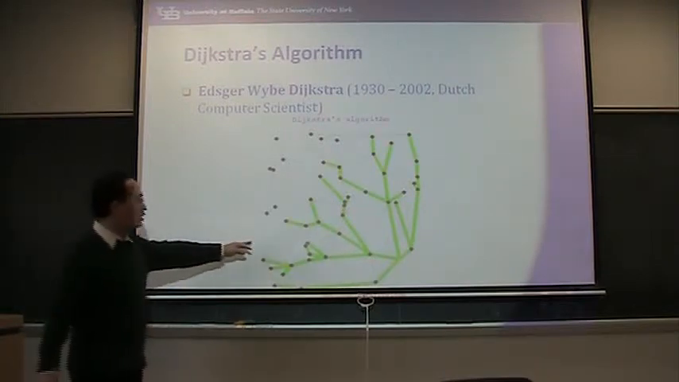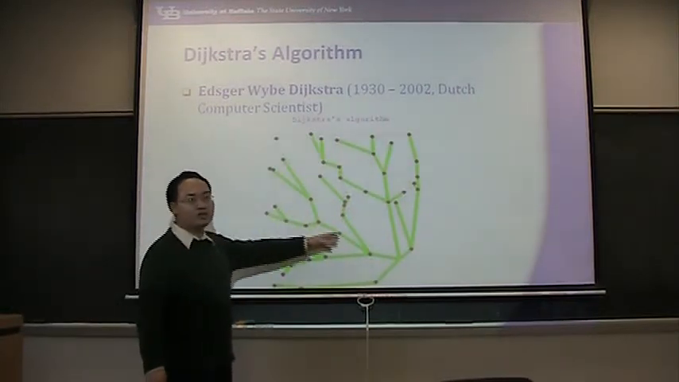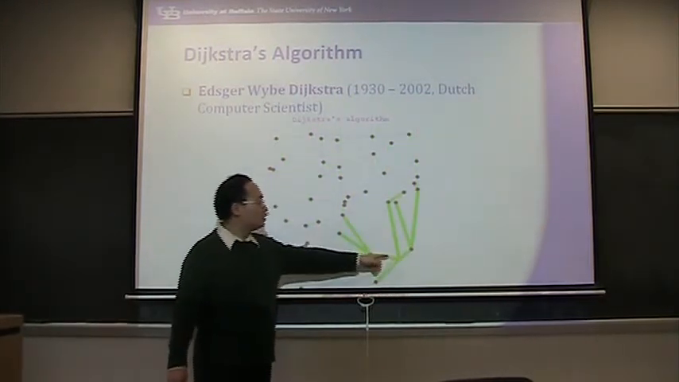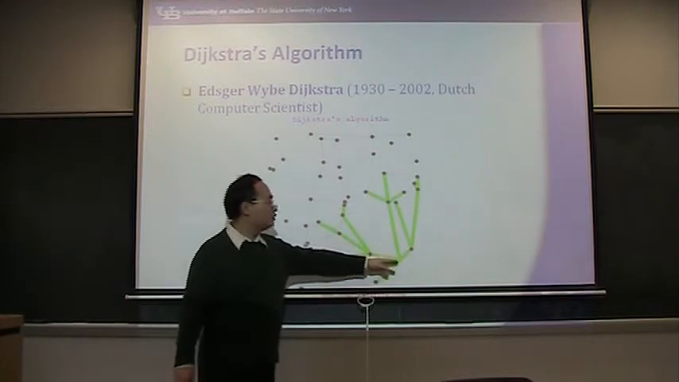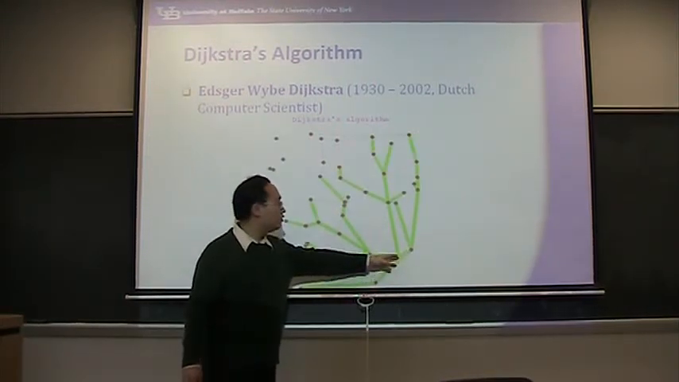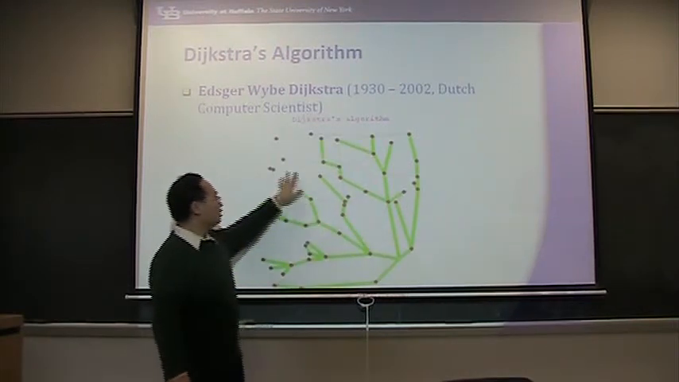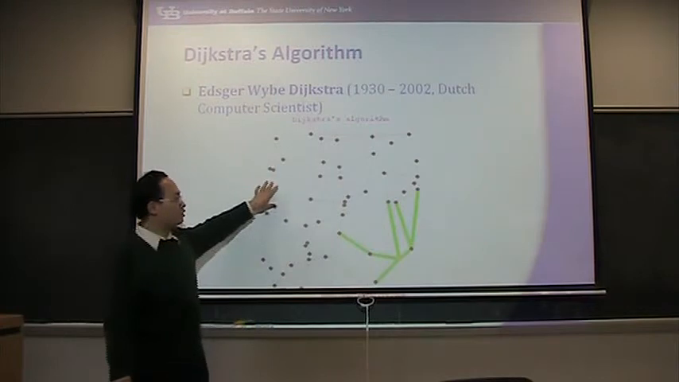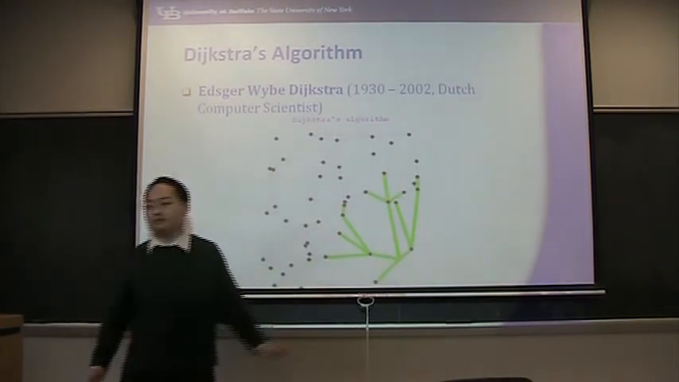And this animation gives you a first impression of this algorithm. So this is the starting point. By using Dijkstra's algorithm, we can create a shortest path tree originating from the starting point. So the result of Dijkstra's algorithm will be a shortest path tree from the start point.